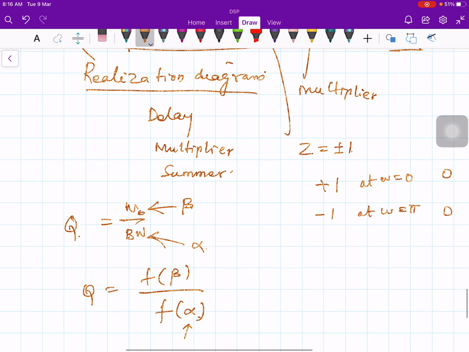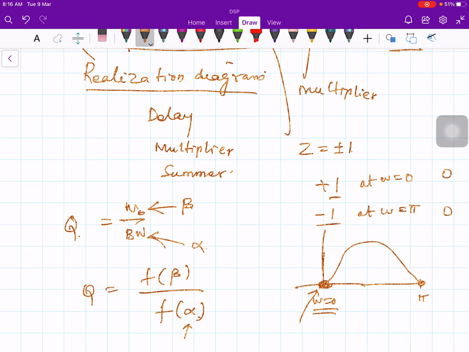When you substitute z equal to plus 1, the response would be 0 at omega equal to 0. When you substitute z equal to minus 1, that corresponds to pi, and at this point again the response is 0. So in between the curve goes like this. Omega equal to 0 means DC response, and z equal to minus 1 means it is pi on the frequency axis. So these 2 points are ensured to be at a 0 level.